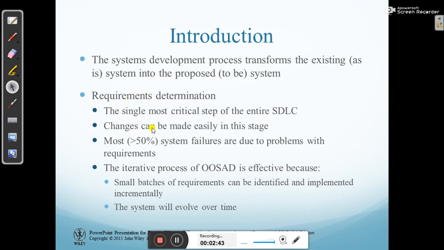And changes can be made easily at this stage. So we determine the requirements at this initial and critical step of the software development life cycle so that we can make the changes easily. More than 50% of system failures are due to problems with requirements. The point is that if your requirement analysis is not good, then your system will fail, and more than 50% of systems fail due to this problem.